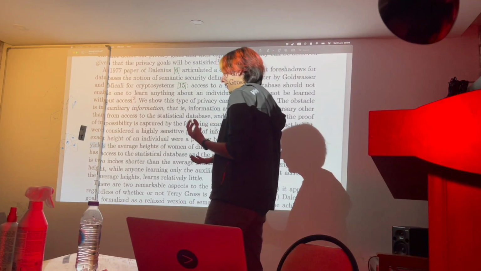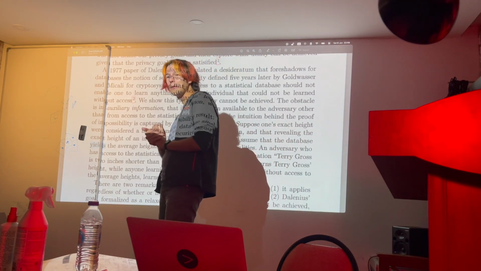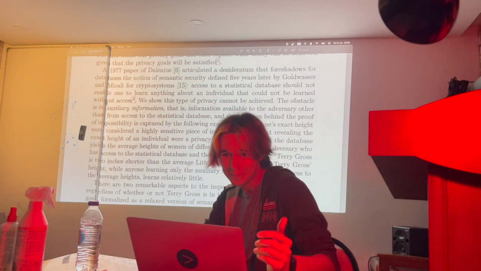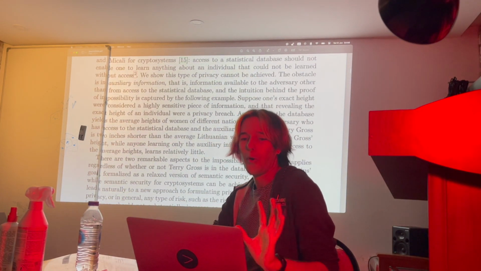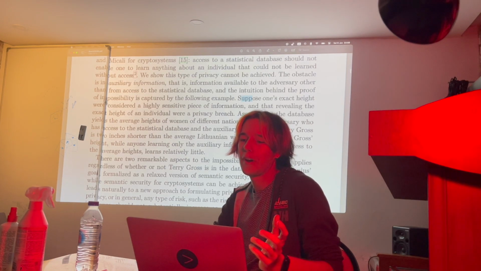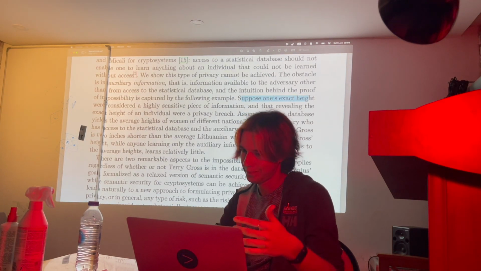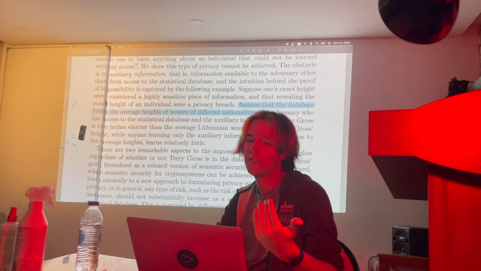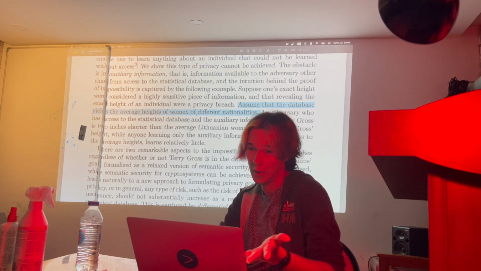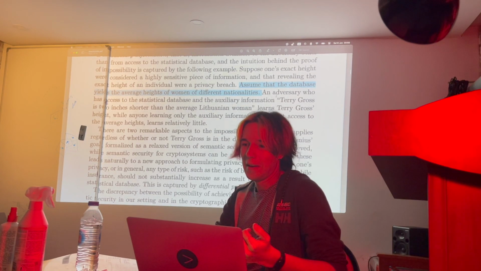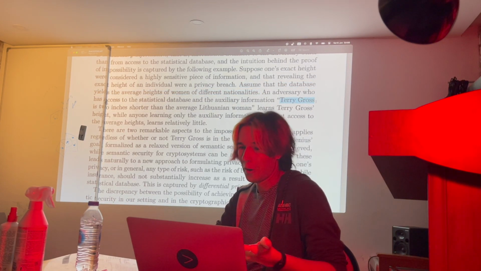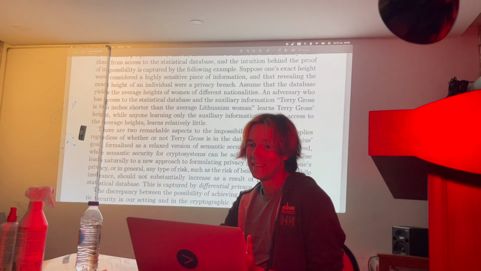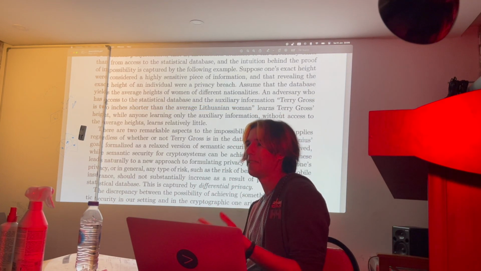Here, this breaks down subtly, and I'll just work through the example we have here. Suppose, for the sake of example, that we're trying to hide people's heights. And assume that we have a statistics database which has average heights of women. And we know about a person called Terry Gross. She is 2 inches shorter than the average. And we know the average. Then we know Terry Gross's height.